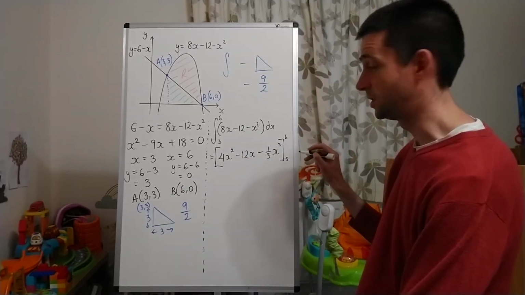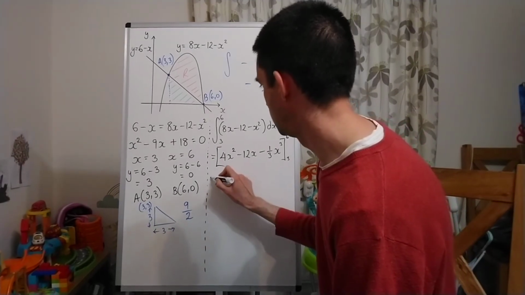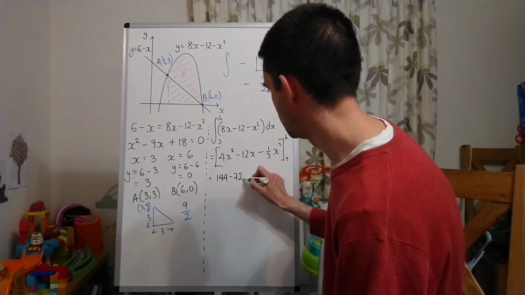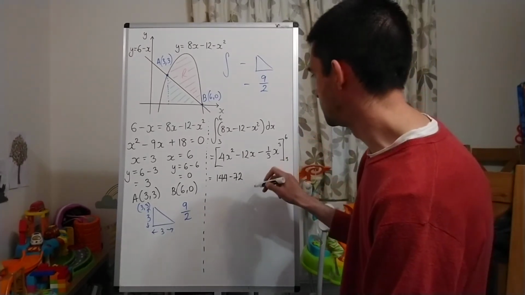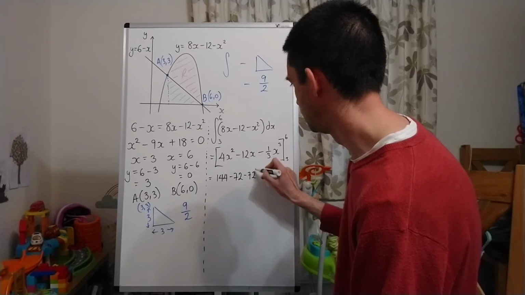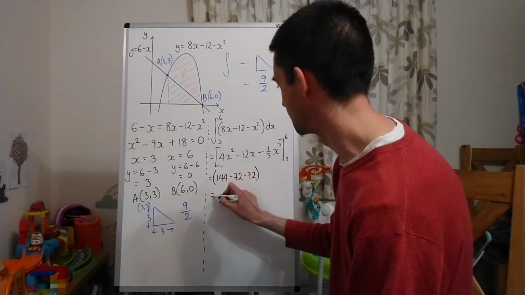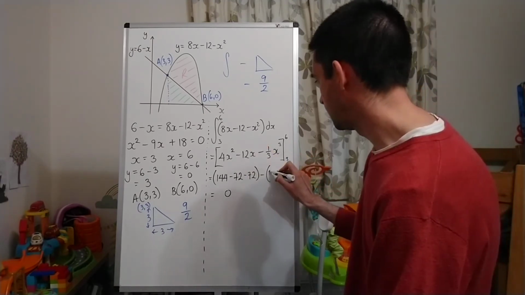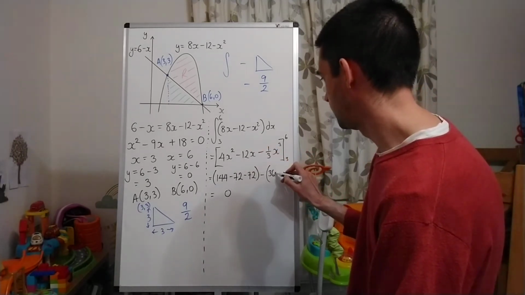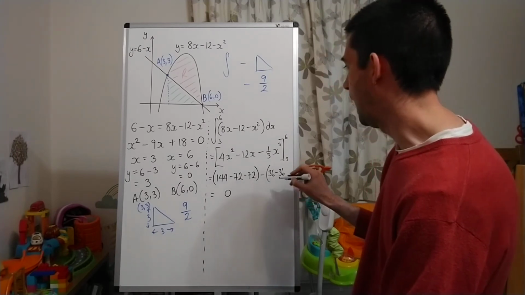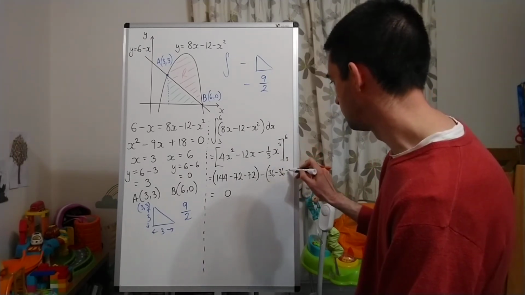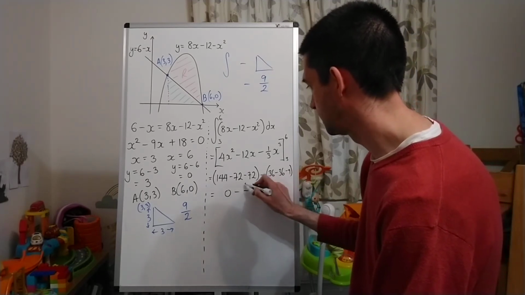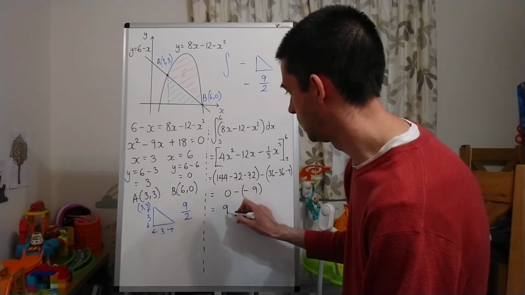So using square brackets at this point. Okay, so subbing in 6, we get 144 minus 72 minus 1/3 of 6 cubed, which is also 72, which is quite neat, so that comes out as 0, I quite like that. Sub in 3, we get 36, so we take away 36, and minus 1/3 of 3 cubed, that's minus 9. So what we've got here is 0 subtract negative 9, which is 9.